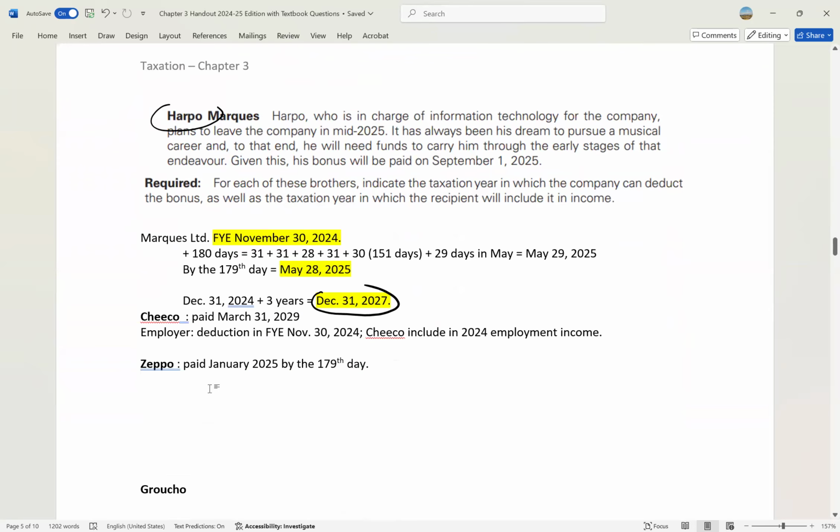The employer will deduct in fiscal year end, November 30th, 2024. And then the employee, Zeppo, includes in 2025 employment income. So that's sort of that standard bonus we were talking about, where the company gets the deduction this year, but the employee doesn't have to include it until it's received, as long as it's paid by the 179th day.